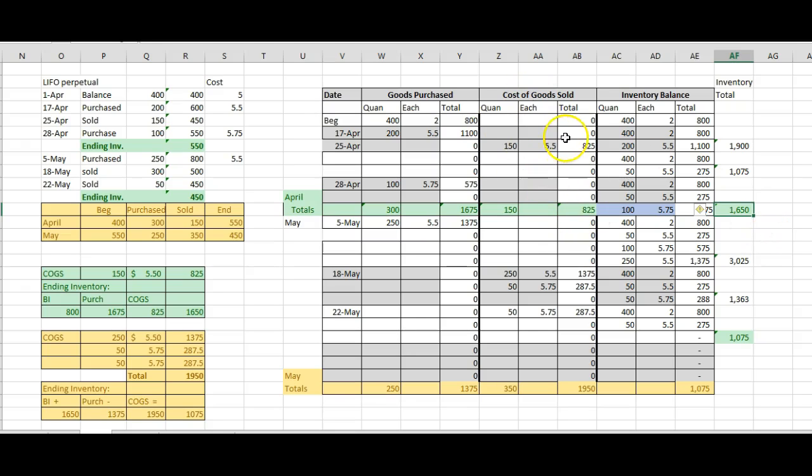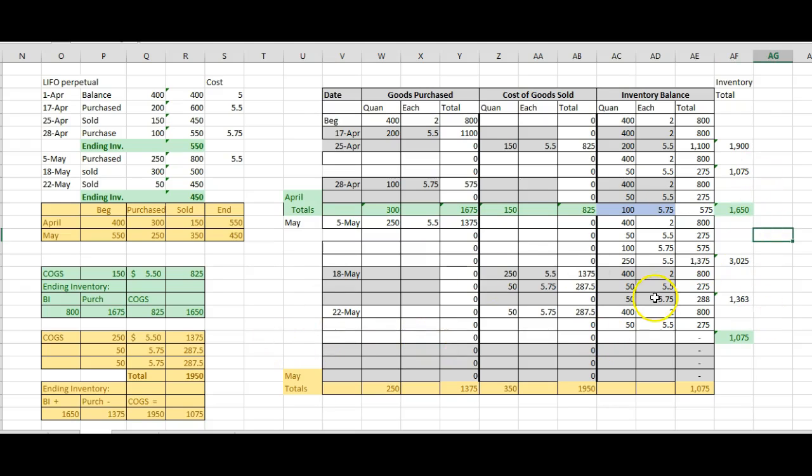So what does that do for us? So what is my cost of goods sold here? It says $825, and my ending inventory is $1,650. Okay, and this is on a running total, so we have a beginning, we have purchases of $1,675 right here, sorry, and I have a cost of goods sold of $825 and an ending inventory of $1,650, so we're good to go.